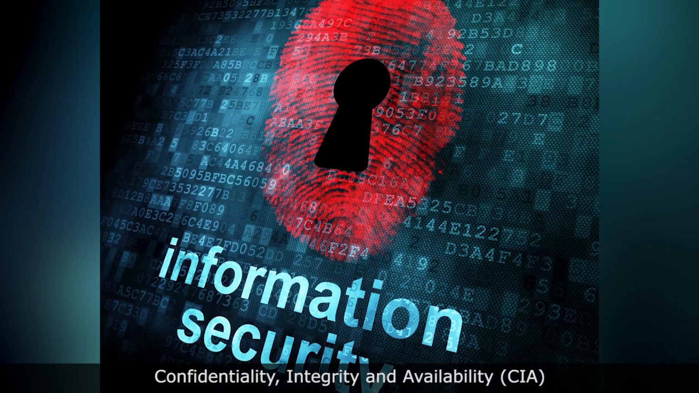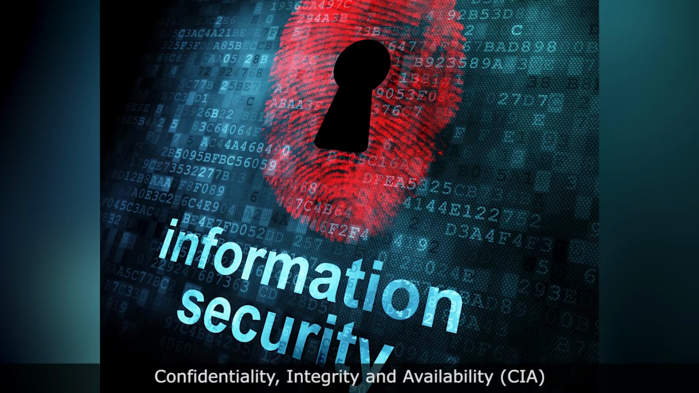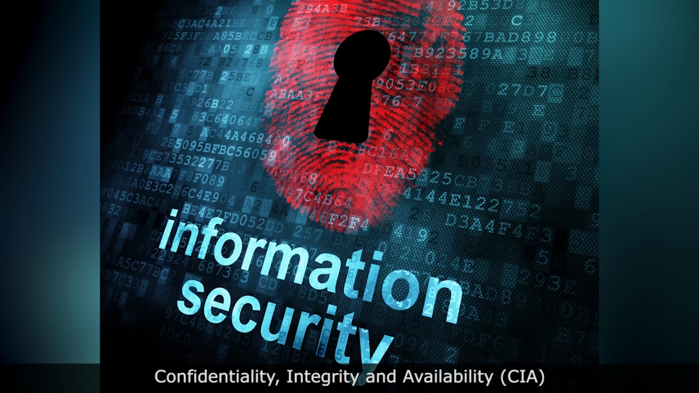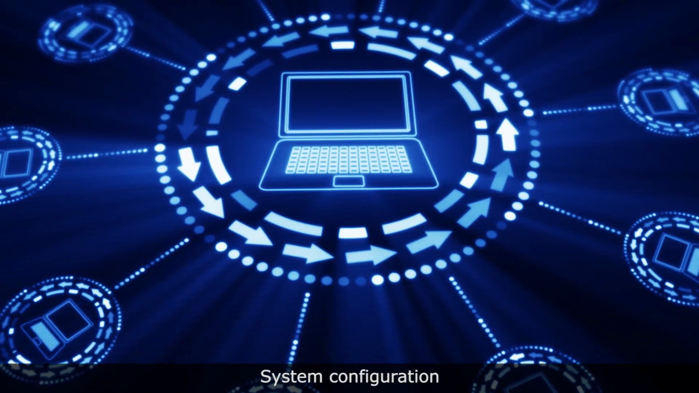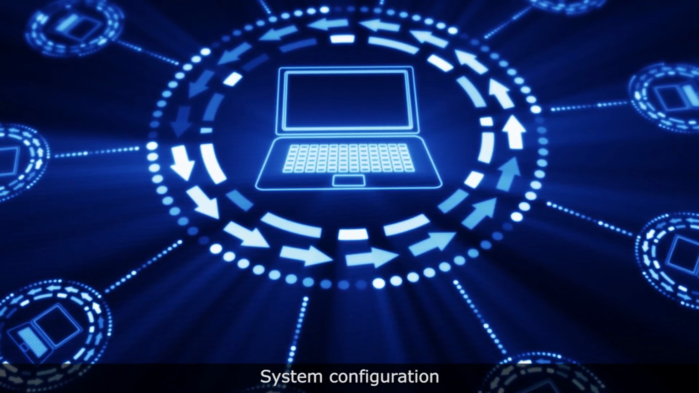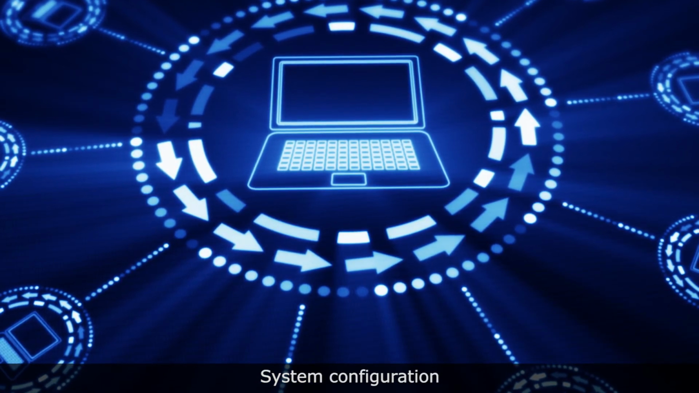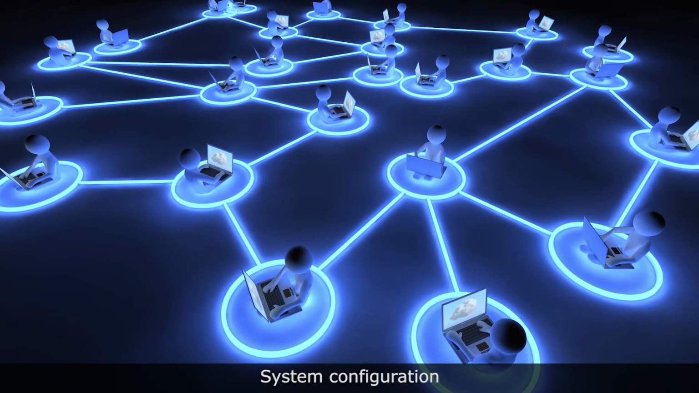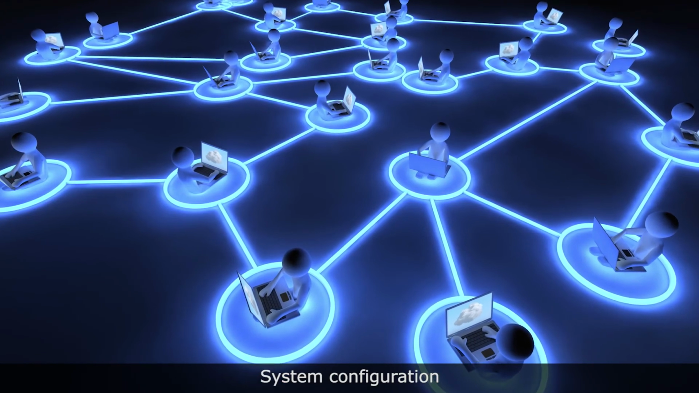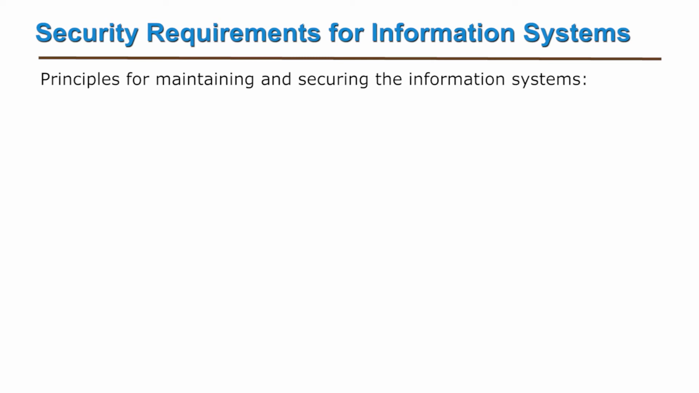The security principles, in other words, are basically put in terms of a triad. We call it CIA: confidentiality, integrity, and availability. Apart from the three fundamental security principles, information system security requirements also focus on system configurations, because based on the well-defined security guidelines and the authorization of users, the system or the network configuration is changed accordingly. In addition to this triad, there are principles for maintaining and securing information systems.